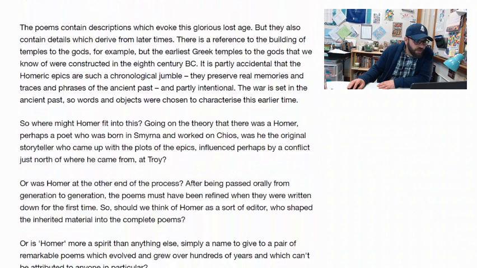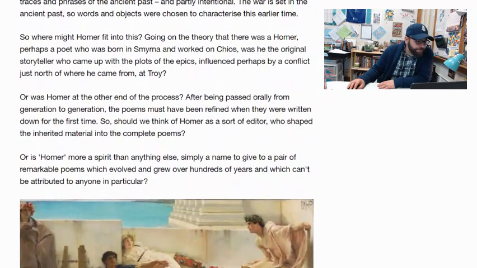The poems contain descriptions which evoke this glorious lost age, but they also contain details which derive from later times. There is a reference to the building of temples to the gods, for example, but the earliest Greek temples to the gods that we know of were constructed in the 8th century BC. It is partly accidental that the Homeric epics are such a chronological jumble. They preserve real memories and traces and phrases of the ancient past, and partly intentional. The war is set in the ancient past, so words and objects were chosen to characterize this earlier time.